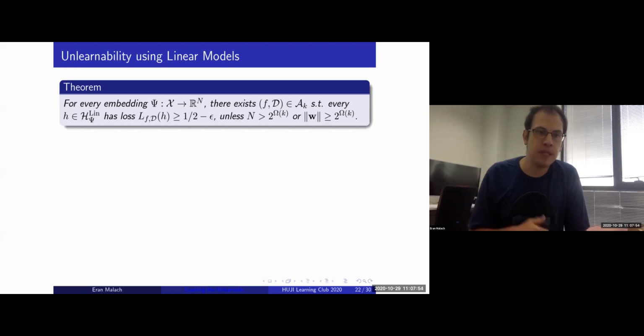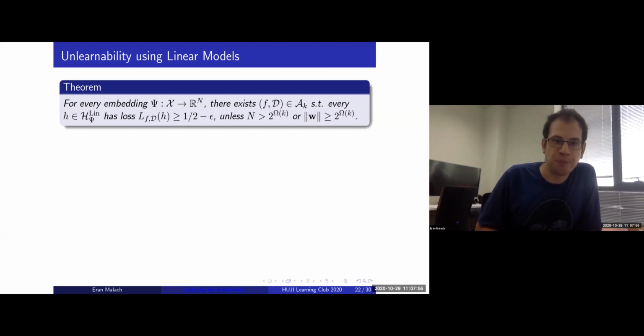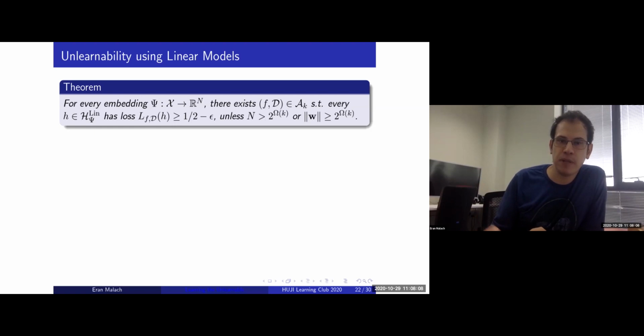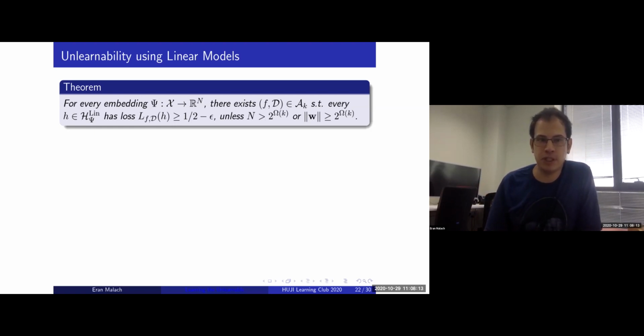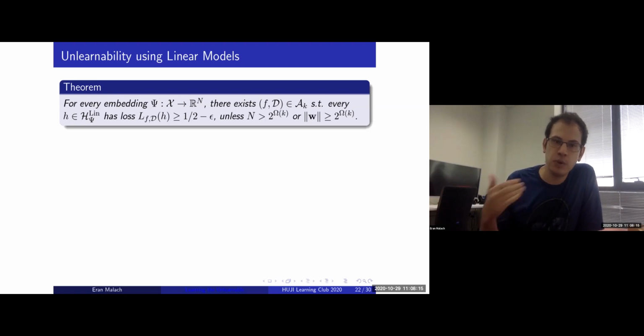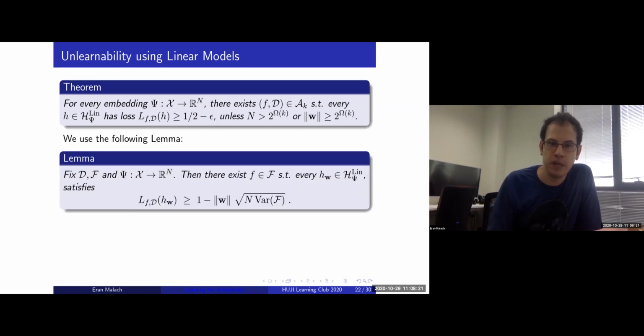And the negative part would be to say that for any linear model that you choose, you cannot approximate the loss of this distribution family unless the number of features or the norm of the classifier is exponentially large, right? So we'll lower bound the loss of any linear classifier over a fixed embedding unless the number of features or the norm is very large.